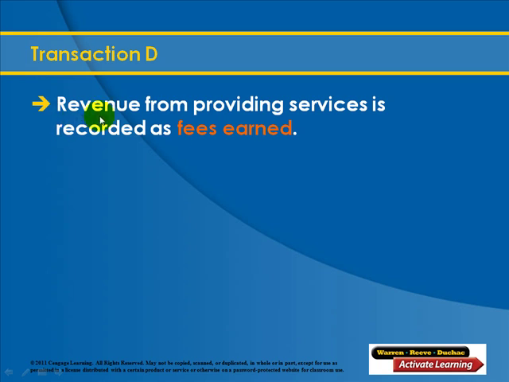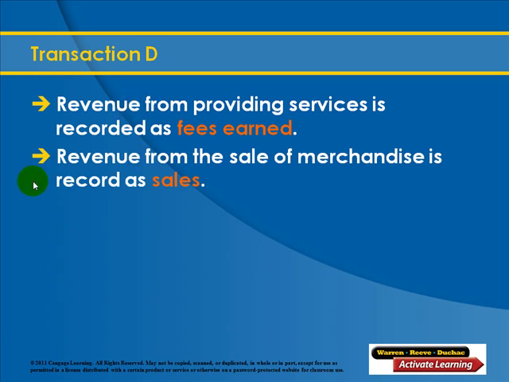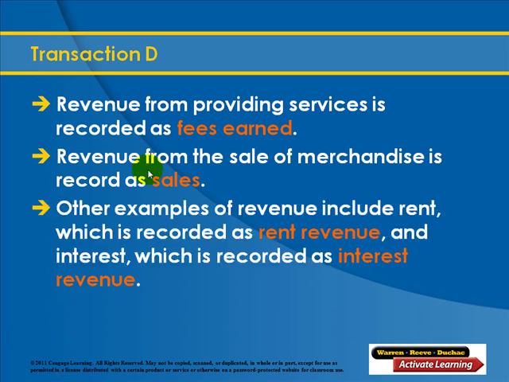Now, it can be called revenue, it can be called fees earned, it can be called income. Don't get caught up on fees earned. It really is revenue. It is income. And out in the real world, we refer to it as revenue and income. Revenue from the sale of merchandise is recorded as sales. We'll talk about this in Chapter 6. Other examples of revenue include rent, which is recorded as rent revenue, and interest, which is recorded as interest revenue.